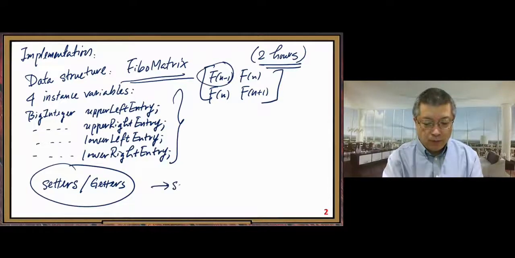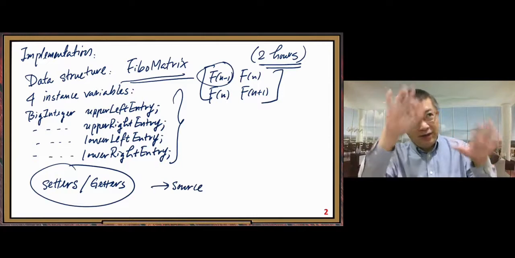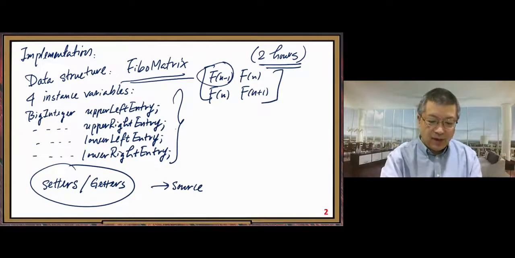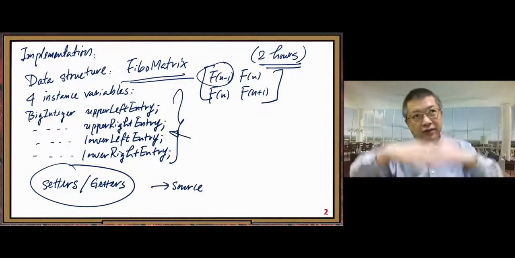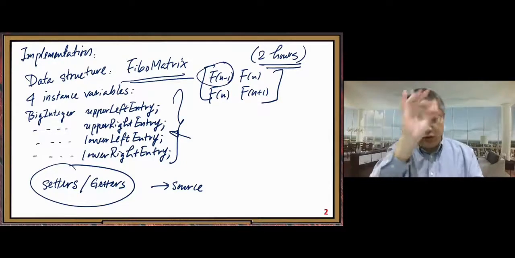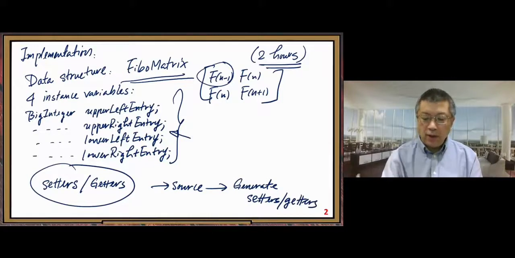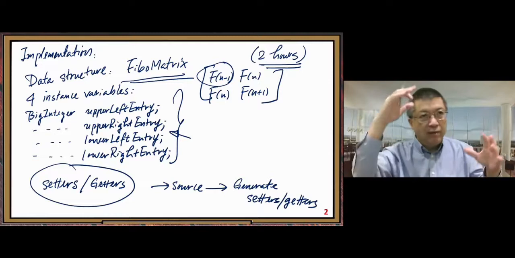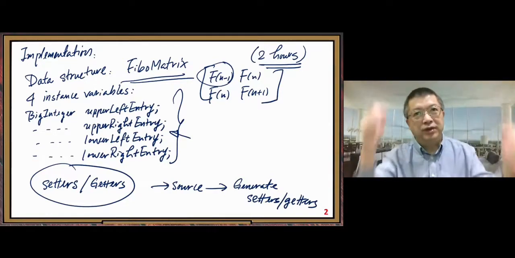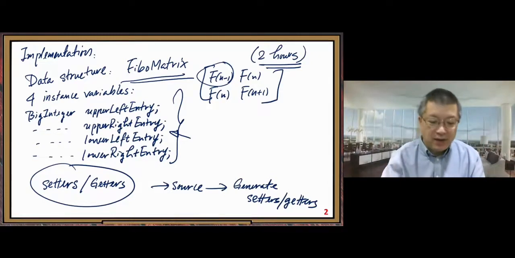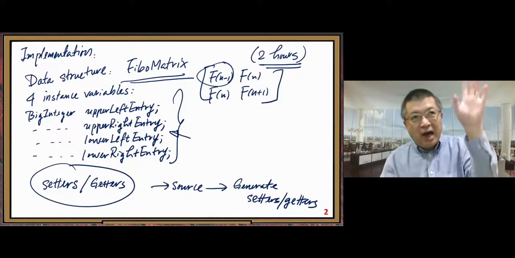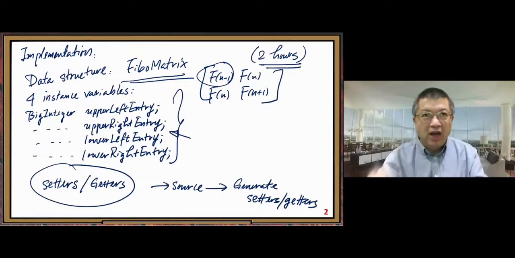So you just use the Eclipse built-in source. You put your mouse cursor here, right click, and you get a drop down menu. You try to find source, generate setters, getters. Then in that window, you select all the instance variables, click generate. Then you modify the format slightly, so you can get setters and getters. But after that, you need to implement the matrix multiplication operation.